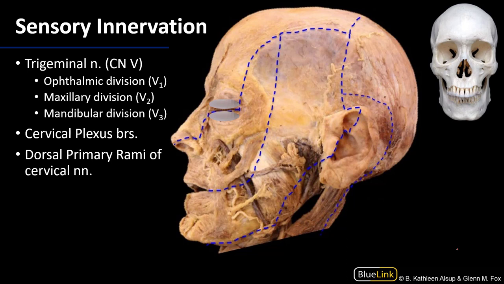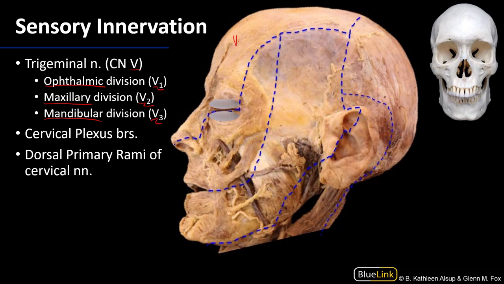So much of the sensory information from the face is conducted from branches of the trigeminal nerve, or cranial nerve 5. Cranial nerve 5 has three divisions. There's the ophthalmic division, or V1, the maxillary division, or V2, and the mandibular division, or V3. Because cranial nerve 5 in Roman numerals is a V, people will frequently refer to these as V1, V2, and V3. So their dermatomes look like the following.